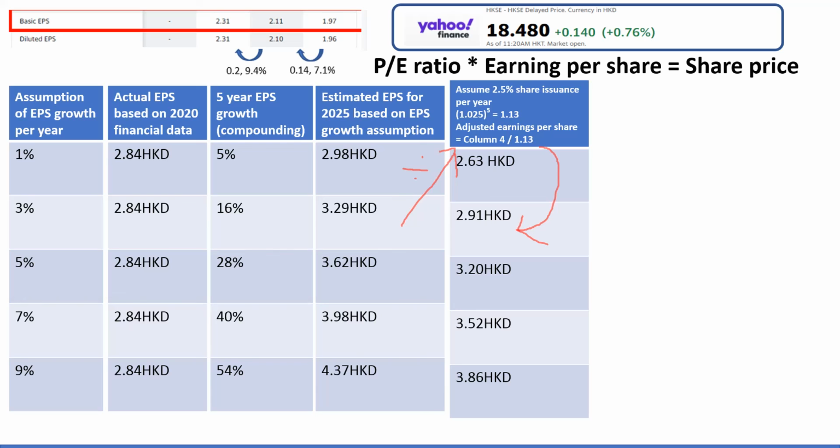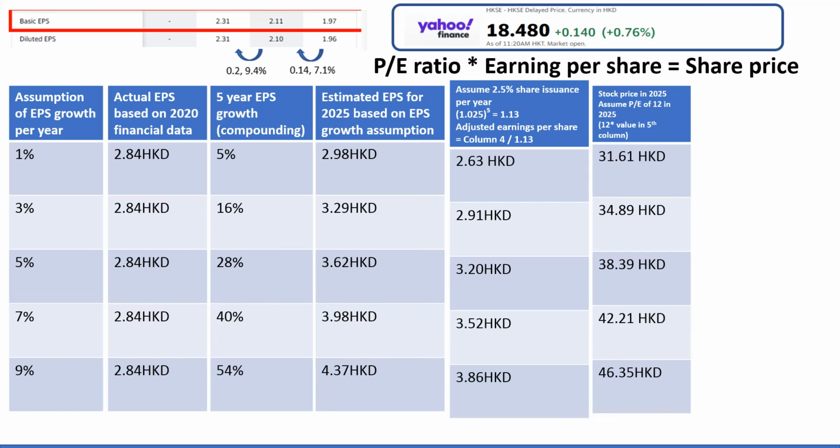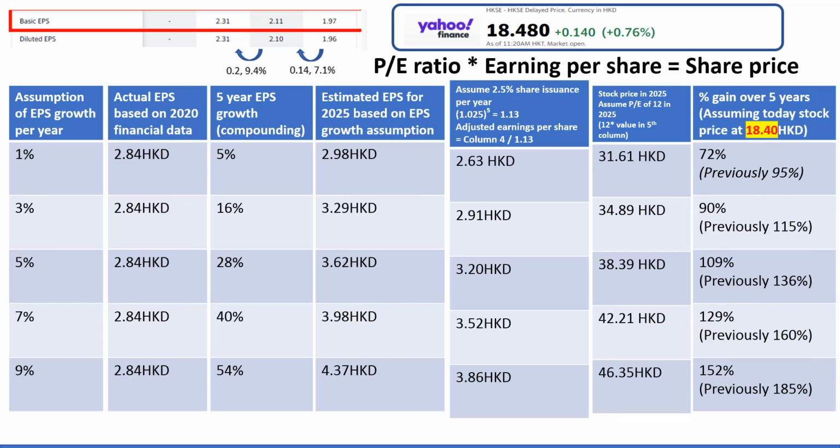I will then take the estimated EPS in column 4 and divide it by 1.13 to get the estimated adjusted EPS in 5 years' time, which is in column 5. I will repeat what I did in the first part of the tutorial to calculate the stock price in the next column. And with this, you will be able to calculate the estimated gain on stock price over a 5-year period. You will notice that the expected gain has decreased due to share dilution. You will then have to re-evaluate if you are willing to buy the stock based on revised expected gain.